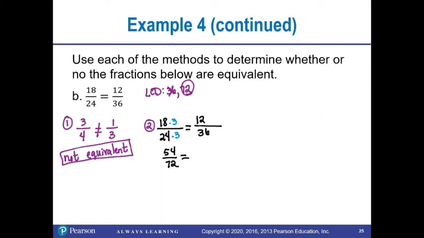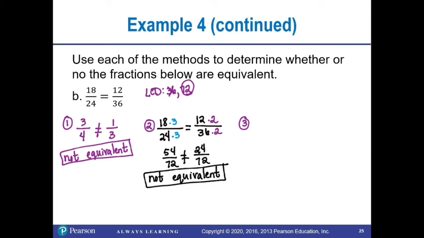On the right side, 36 times 2 would make 72 in the denominator. If I multiply the denominator by 2, I also have to multiply the numerator by 2. 12 times 2 is 24, and 36 times 2 is 72. Notice again that these two fractions are not the same, and so our fractions are not equivalent.